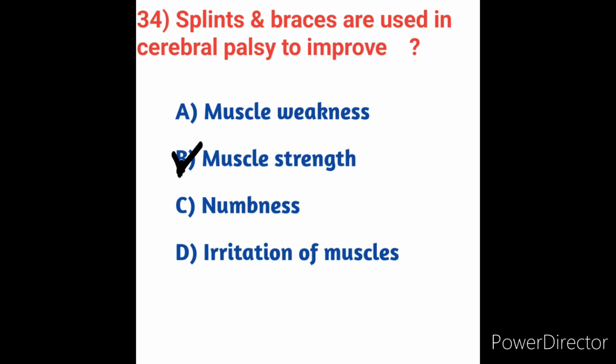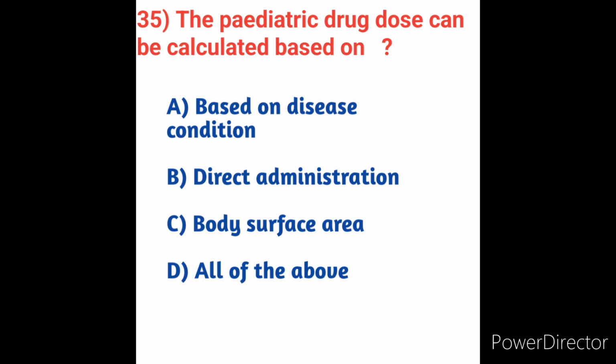Next we will move on to question number 35. The pediatric drug dose can be calculated based on. For pediatrics we are giving drugs. The drug dose will be calculated based on. We will see here the options. Option A, based on disease condition. Option B, direct administration. Option C, body surface area. Option D, all of the above.